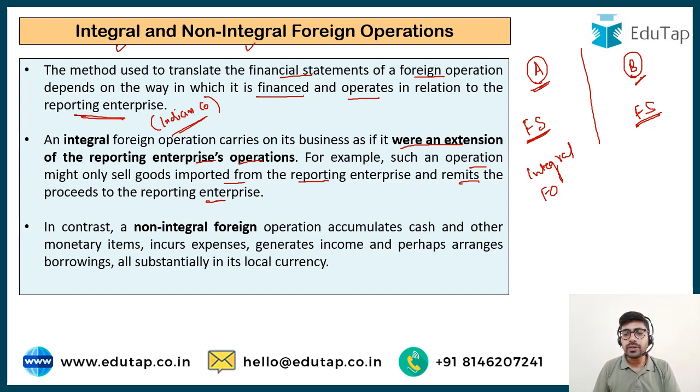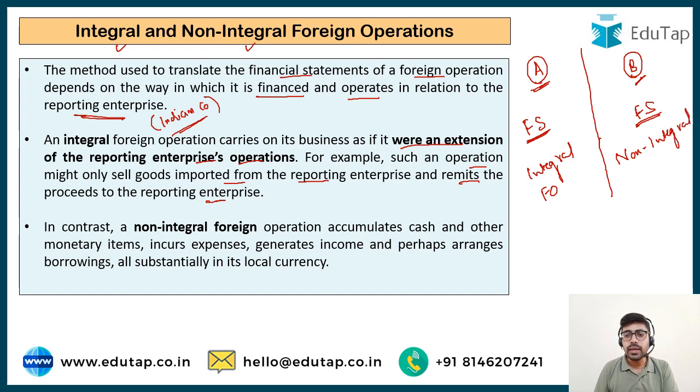तो वहां पे जो बिजनेस हो रहा है सिंगापुर में, सारा स्टॉक मैं भेजता हूं और जो वहां पे सामान बेचते हैं, सारा पैसा वापस मुझे भेज दिया जाता है. So it is sort of an integral foreign operation, sort of an extension of my own business, sort of a branch that I've opened in Singapore. There can be another case, that is non-integral foreign operation for the case B.